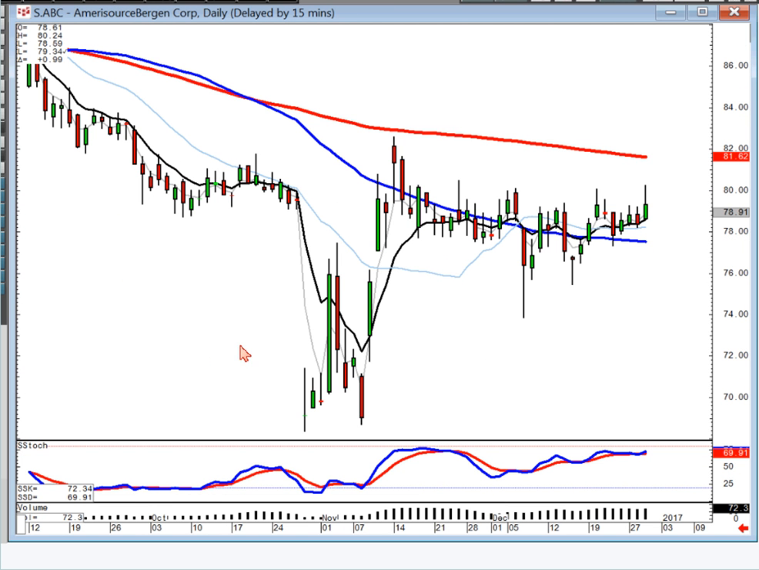ABC, nothing real great here. You can see the fry pan bottom setting up. I'd be more apt to be a buyer if it broke out through the 200.